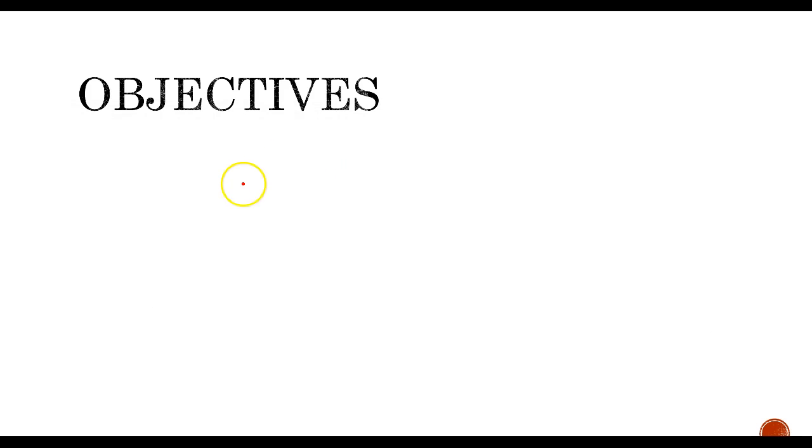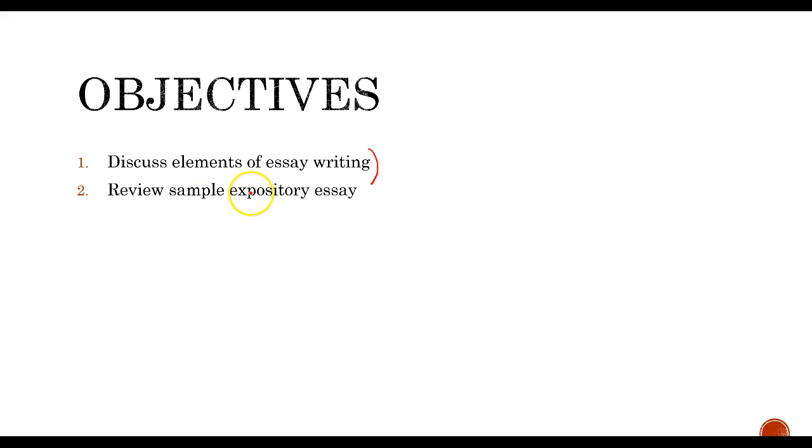So this lesson has two objectives. The first objective, we're going to discuss the elements of essay writing. What are the key elements of each essay? And we're going to look at a sample of an expository essay and talk about how that person develops his or her essay.